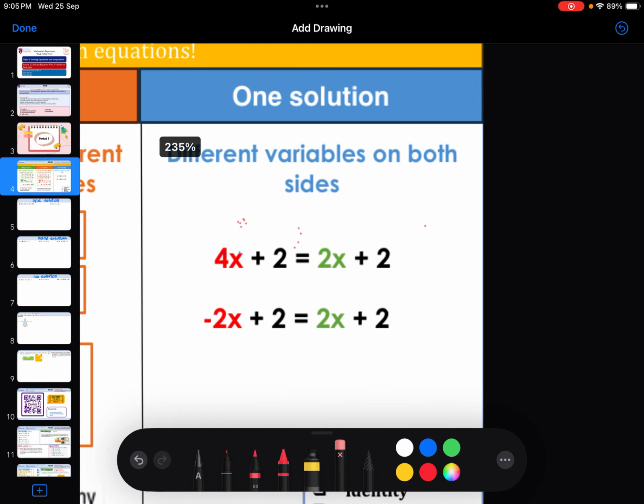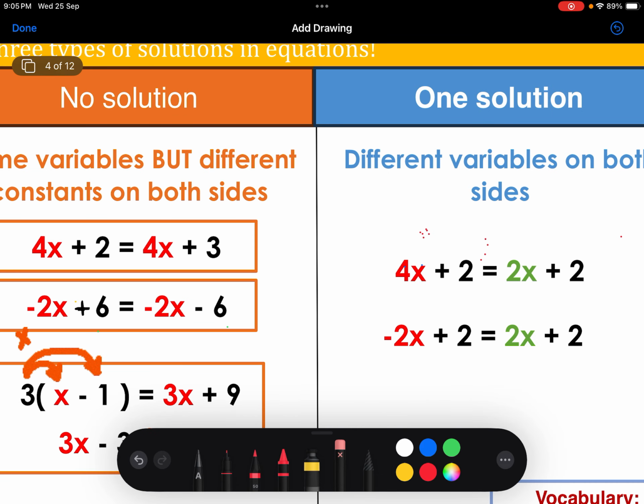The first type is called a one solution equation. Usually, the one solution equation has different variables, whether the numbers are the same or maybe different, still the variables are different. So usually when the variables are different, then it's a one solution equation. I'm gonna show you how we solve it and how it's different from the other cases.